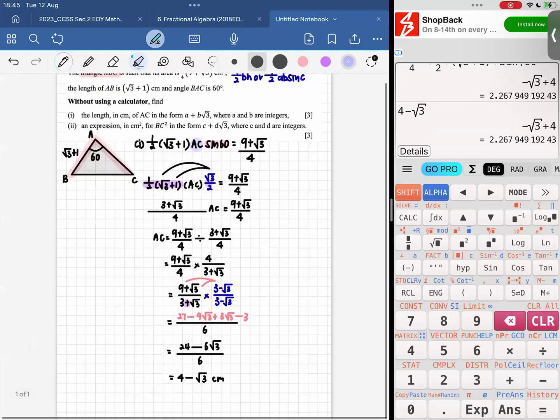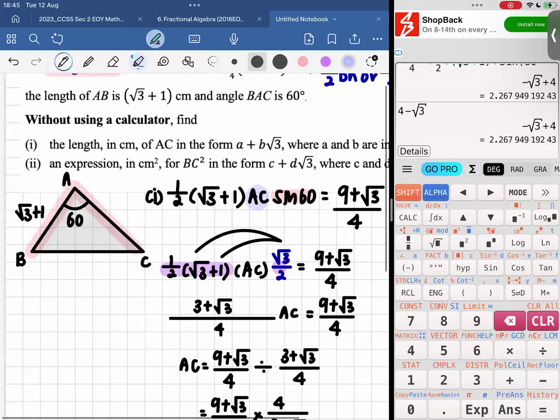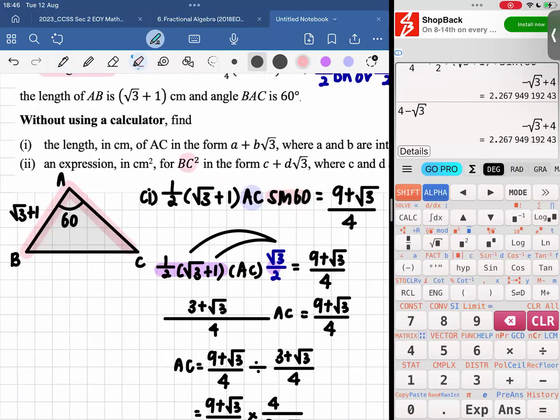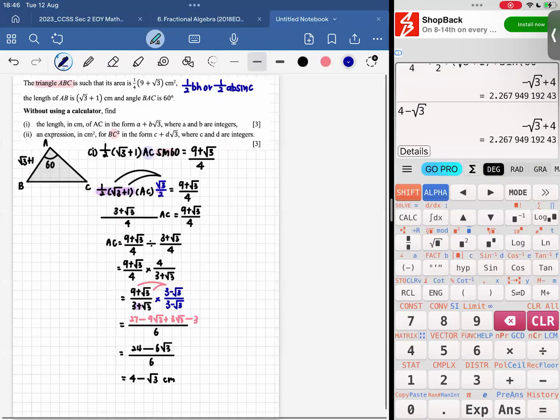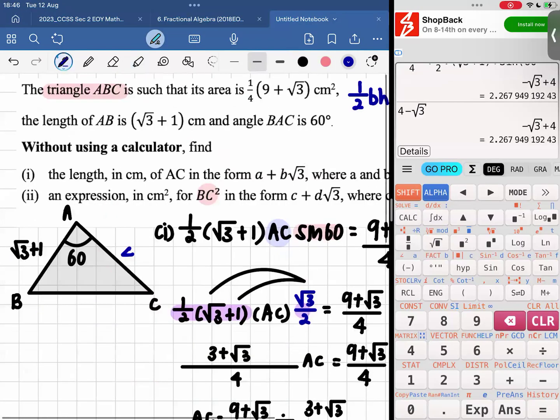All right. So for part II, suddenly they want BC squared. Correct. So what you have is that you already have, okay, let me label. This one is, so check first, then move on to the next one. So this is 4 minus root 3. Okay, so now I want BC squared.